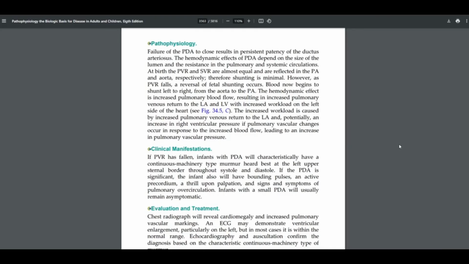Blood now begins to shunt left to right from the aorta to the PA. The hemodynamic effect is increased pulmonary blood flow, resulting in increased pulmonary venous return to the LA and LV, with increased workload on the left side of the heart. The increased workload is caused by increased pulmonary venous return to the LA and potentially an increase in right ventricular pressure if pulmonary vascular changes occur in response to increased blood flow, leading to an increase in pulmonary vascular pressure.